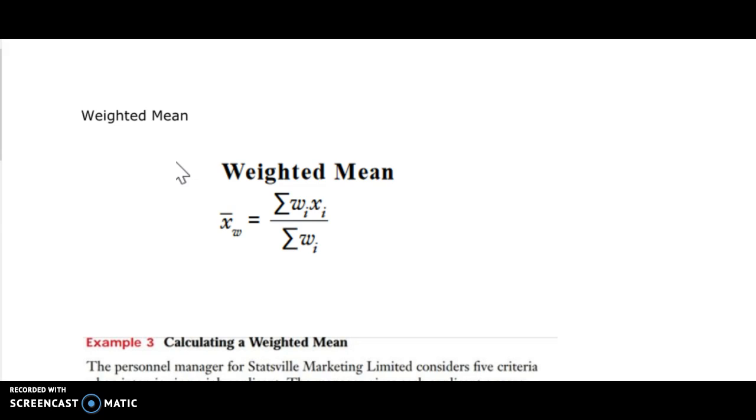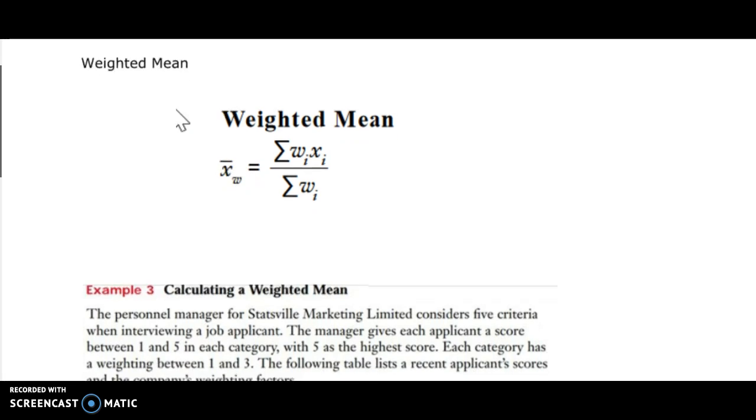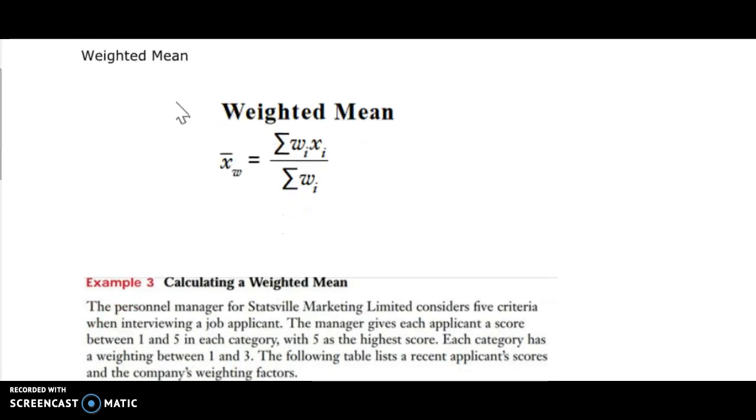Unit 6, Day 1. Notice, just in case you're wondering, there were no videos for Unit 5 because all those lessons were just definitions. Very lame lesson, or very lame unit, and much happier that we're here. Anyway, the last part of this is weighted mean.